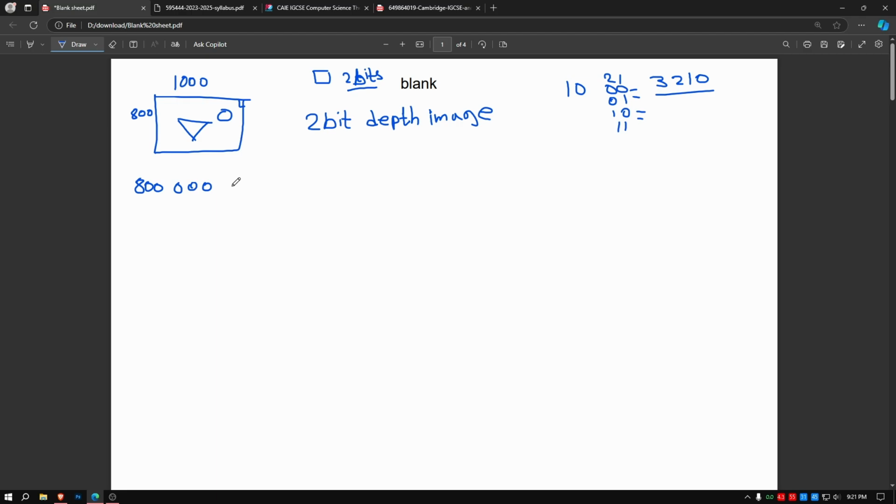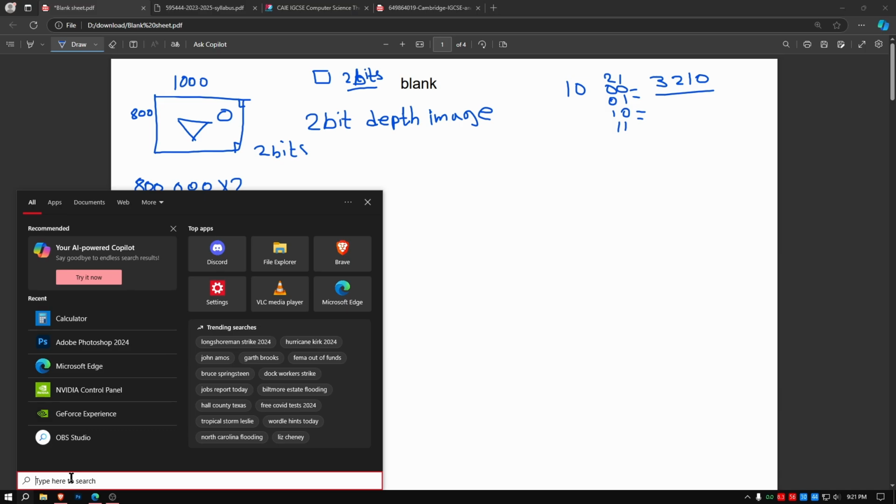So this is your bit depth, and you multiply the bit depth with the image number of pixels. The image resolution is 800 by 1000, so you multiply the vertical and horizontal number of pixels, and you get 800,000. After you multiply, what do you get? You get bits, the number of bits used to store this image. If 1 pixel takes 2 bits, what would be 800,000 pixels? 2 times 800,000. So now we can bring out the calculator.